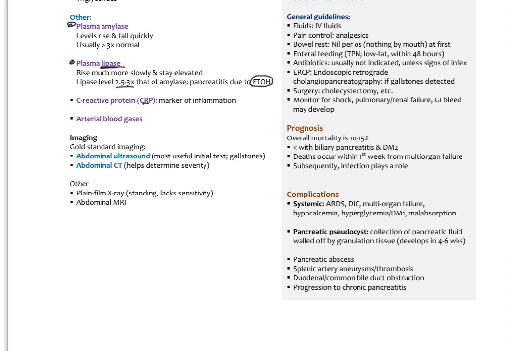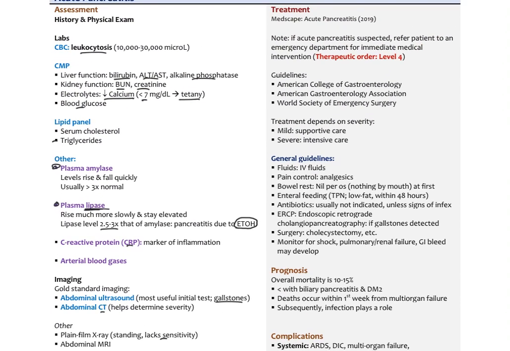Our gold standard imaging would be abdominal ultrasound, and that's going to look for the presence of gallstones, but it's also going to tell us about the extent of inflammation in the pancreas. Abdominal CT would give us a more clear picture of the severity of that. Plain film X-ray standing lacks sensitivity, and abdominal MRI is usually secondary to the CT scan. So that's kind of the assessment.